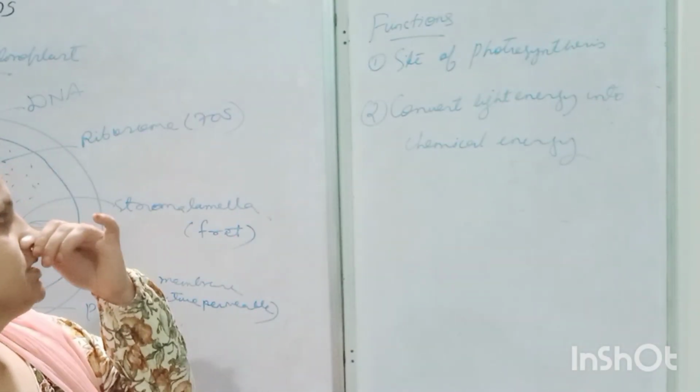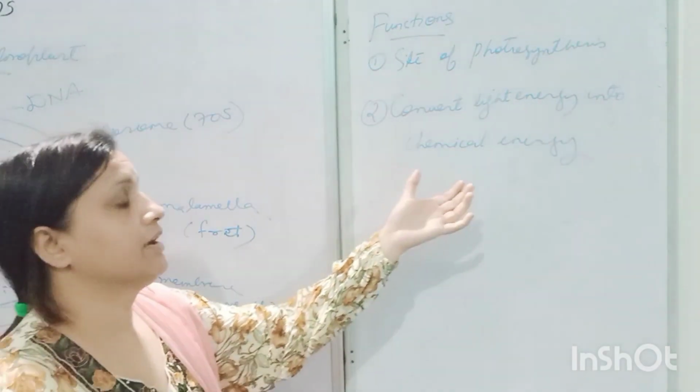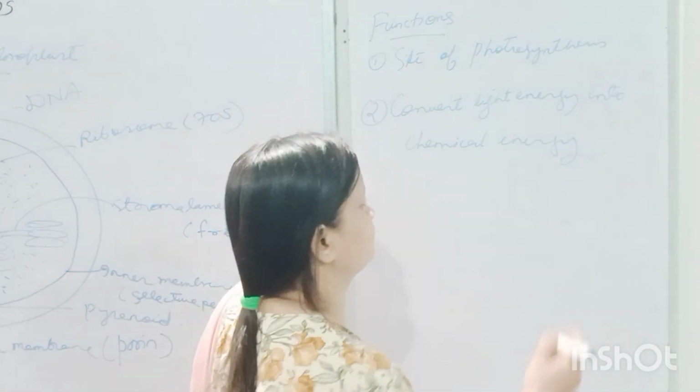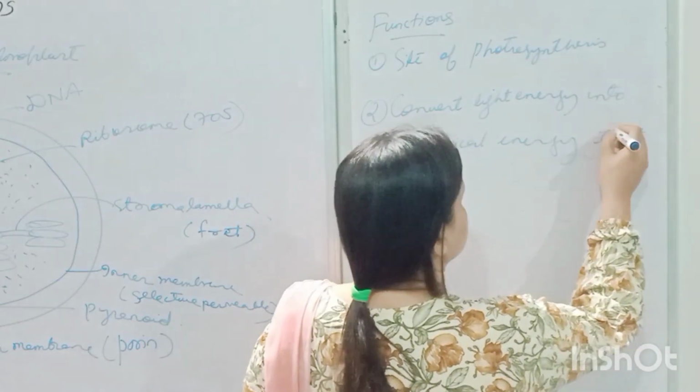Here in this photosynthesis, what happens? Light energy is converted into chemical energy, which is stored as food in the plant.